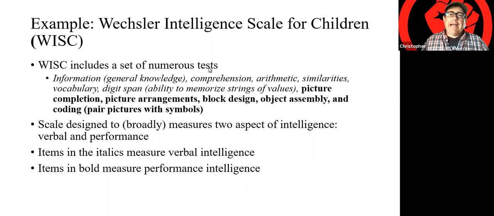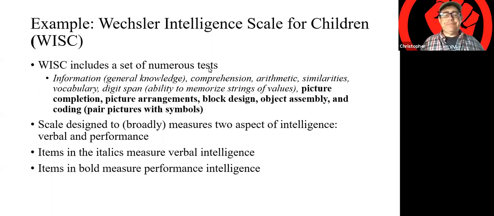The ones that we'll take a look at are information, which is general knowledge, comprehension, math, similarities, vocabulary, digit span, which is ability to measure a string of values, and then picture completion, picture arrangement, block design, object assembly, and coding. Again, this is for children, so block design, object assembly, you're actually putting stuff together. This scale is broadly designed to measure 2 aspects of intelligence: verbal intelligence and performance intelligence.